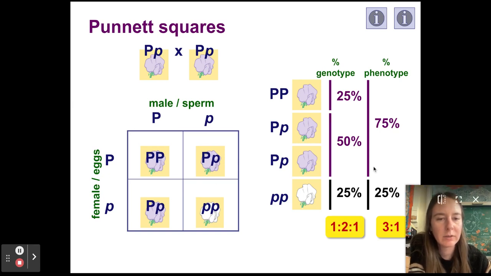So our ratio here is 1. For every 1 homozygous dominant, there are going to be 2 heterozygous to every 1 homozygous recessive. So if you simplify this, it is 1 to 2 to 1.